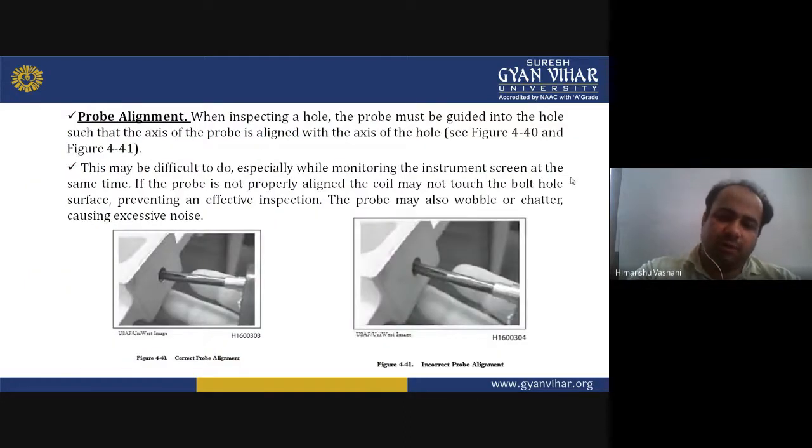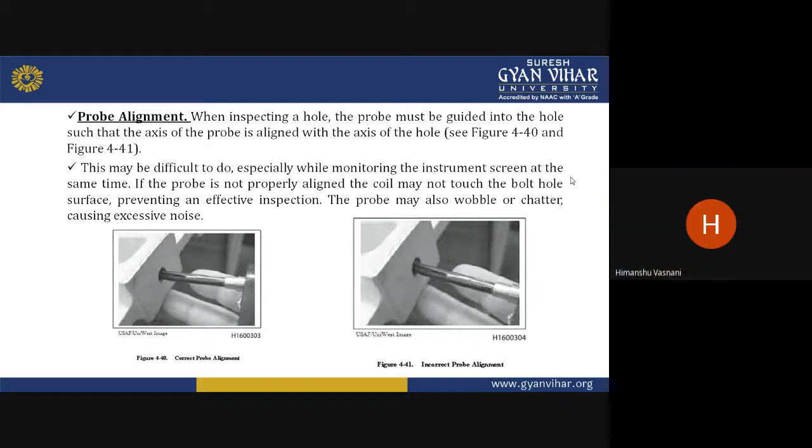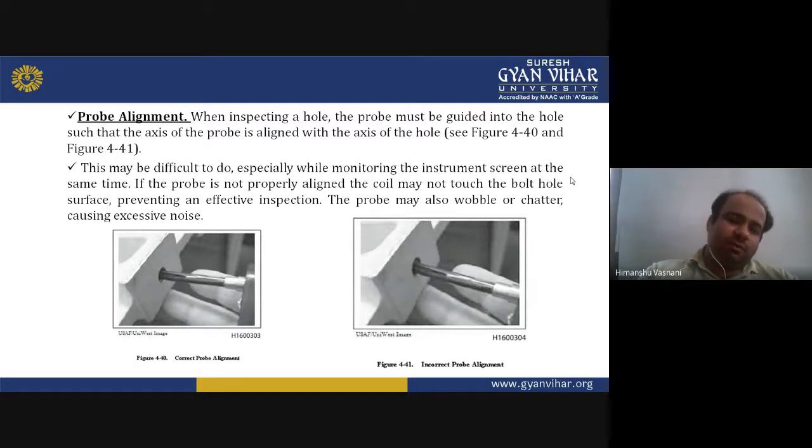Okay. Now probe alignment is also very important when you talk about ECI, eddy current inspection. When inspecting a hole, the probe must be guided into the hole such that the axis of the probe is aligned with the axis of the hole. You can see in the diagram how the proper probe alignment looks, and the second view on the right hand side shows the incorrect probe alignment. So while inspecting a hole, the probe must be guided into the hole so that the axis of the probe is aligned with the axis of the hole.